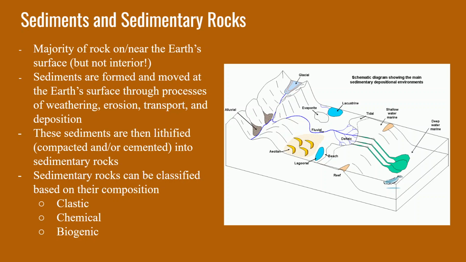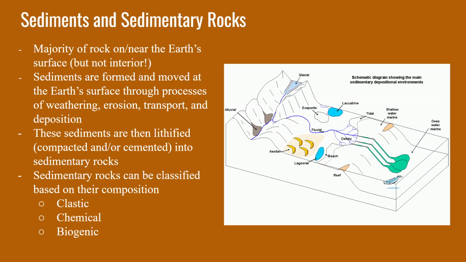So as we'll go over in later workshops, sediments are formed at the Earth's surface through many different processes of weathering, which is breaking up larger materials into smaller materials. Erosion, this idea of picking up those materials and setting them into motion. Transport, which is taking those now in motion materials and moving them somewhere else. And deposition, which is dropping them off somewhere.